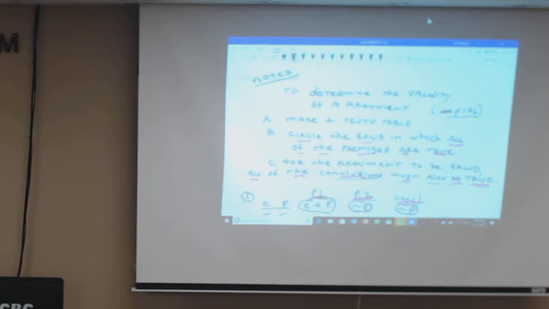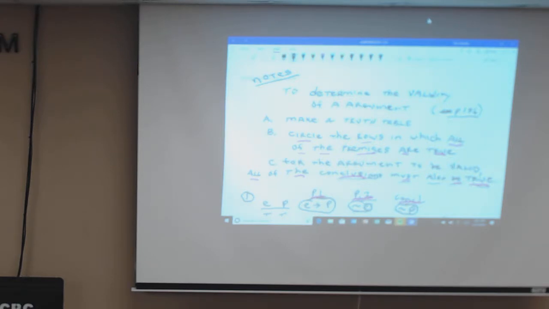So, on page 164, the first thing you probably ought to put down is some notes. Because the instructions say on page 164, in problems 1 through 16, symbolize each argument using the suggested abbreviations. In each case, determine the validity of the given argument.